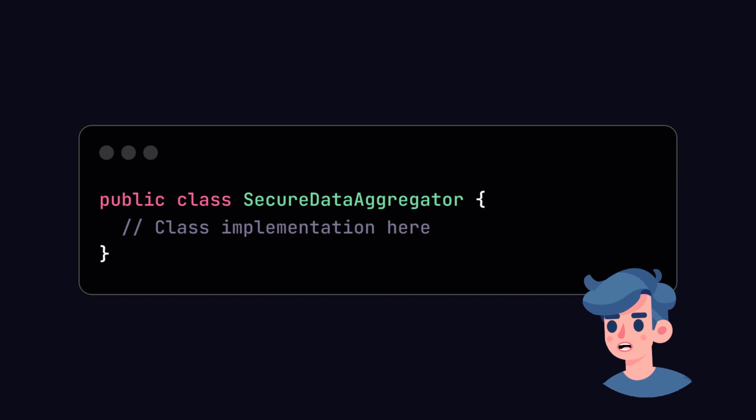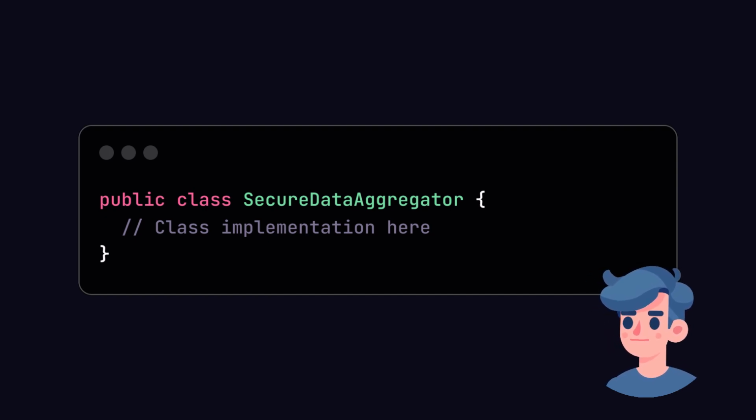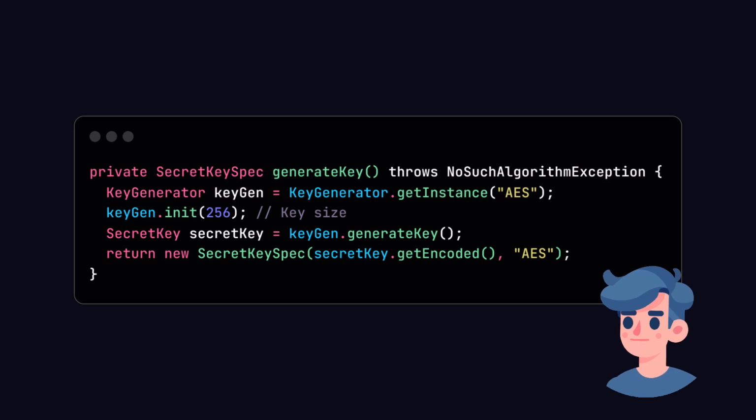Now that the environment is ready, let's create a new Java class called SecureDataAggregator. This class will hold all our methods for encrypting and decrypting data, as well as aggregating it securely. In our SecureDataAggregator class, we will first implement a method for generating a secret key for AES encryption. This key size can typically be 128, 192, or 256 bits. For this tutorial, we'll go with 256 bits as it provides the best security.